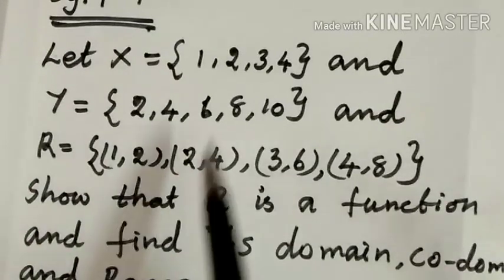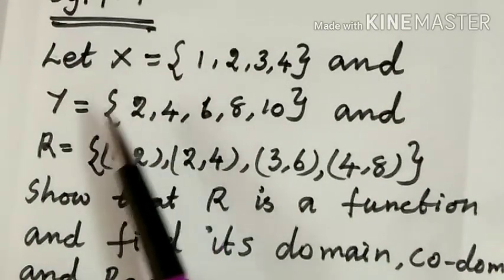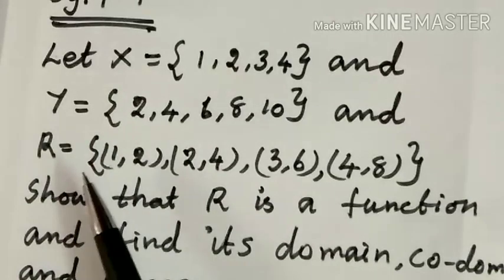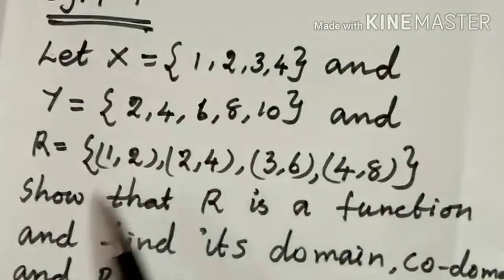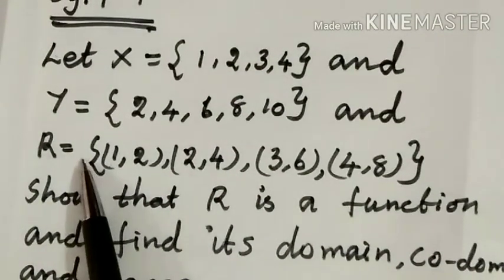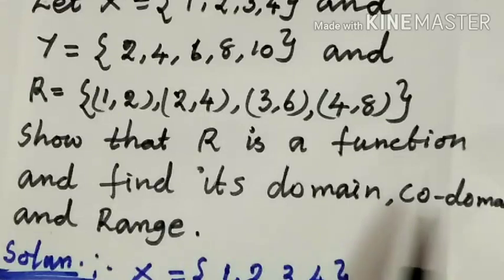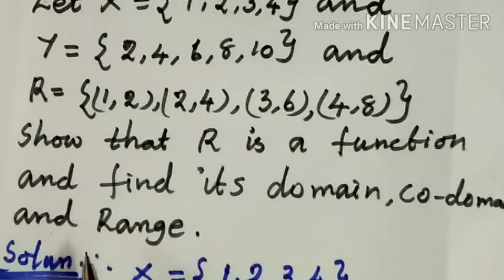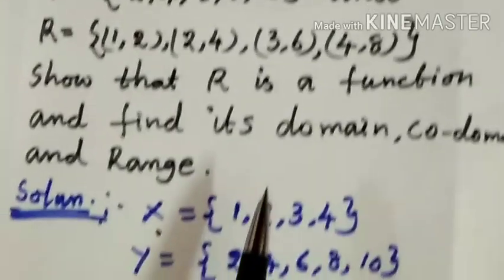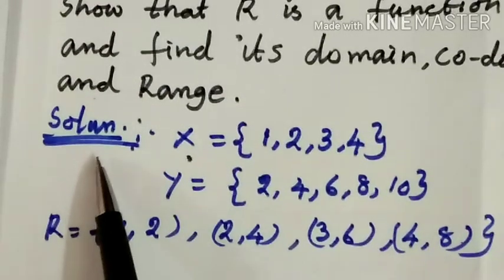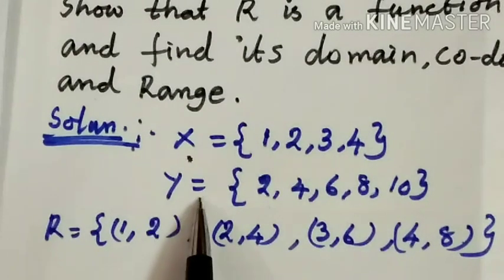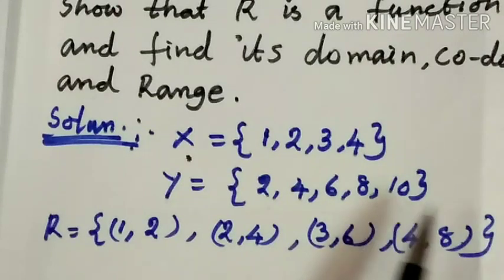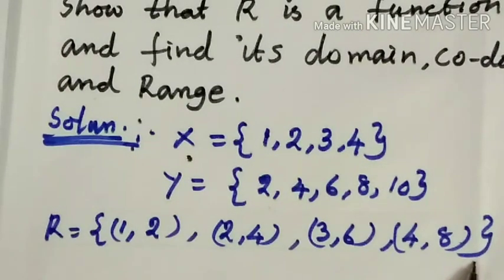See, in this question, two non-empty sets X and Y are given. Then function, relation, ordered pair are also given. So, we check whether this relation is a function or not. If it is a function, then we have to find out domain, codomain and range. Okay, first you take down and write the given solution. Set X equal to {1, 2, 3, 4}. Set Y equal to {2, 4, 6, 8, 10} and write down the relation ordered pairs.